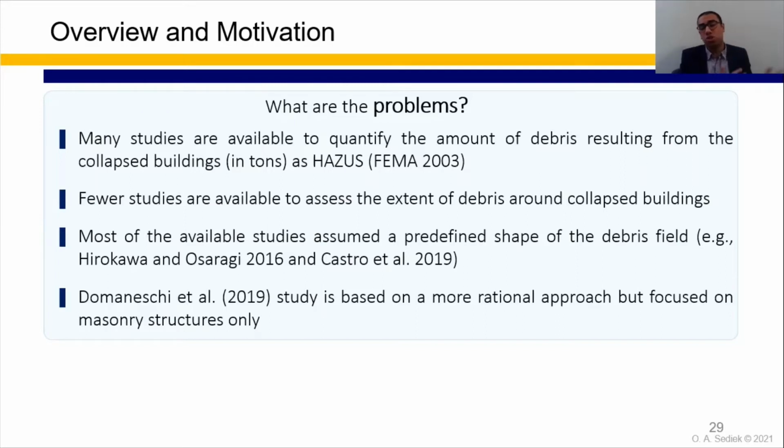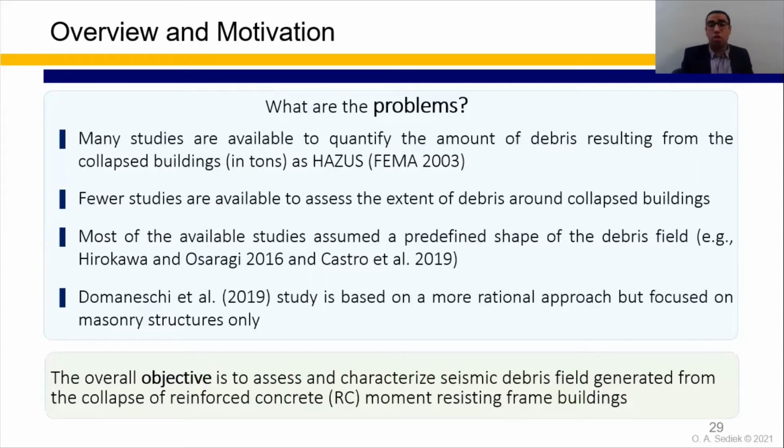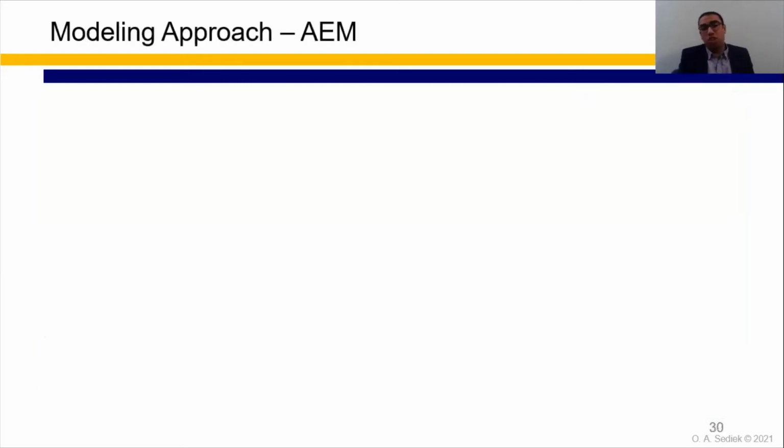But as we saw from the previous slide, reinforced concrete buildings can go higher and can cause a more severe effect on the road network. So that's why the overall objective of this study is to assess and characterize the seismic debris field generated from the collapse of reinforced concrete moment-resisting frame buildings. The modeling approach here is a different one from what I have shown before. This approach is the applied element method.